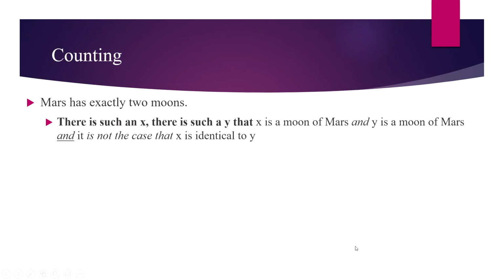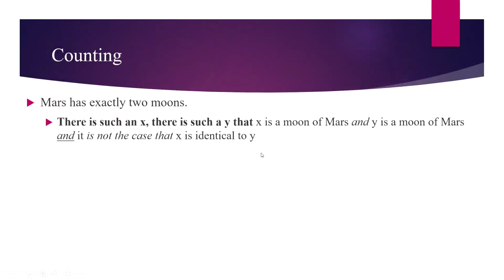So now let's look at Mars has exactly two moons. We're going to start with the same structure we did in the last problem, right? There is such an X, there is such a Y, that X is a moon of Mars and Y is a moon of Mars, and it's not the case that X is identical to Y. Now this tells us there are at least two moons, right? It doesn't tell us that there are only two.